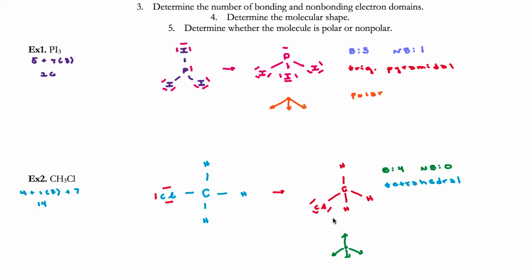Here's the issue though. In order for that to be true, all of these atoms have to be the same atom, right? All of your outside atoms. So if all of these were hydrogens, you would be good to go. However, because you have a chlorine right here, that messes up the nonpolar statement. And therefore, because you have a different atom on the outside, this molecule is going to be polar because the dipoles do not cancel. Let's look at the next example.